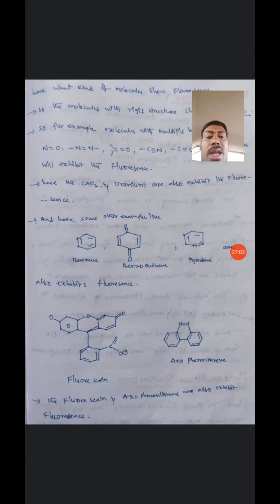CaF2 and uranium also exhibit fluorescence. And some other examples like benzene, benzoquinone, pyridine also exhibit fluorescence. And fluorescein and azophenanthrene also exhibit fluorescence.